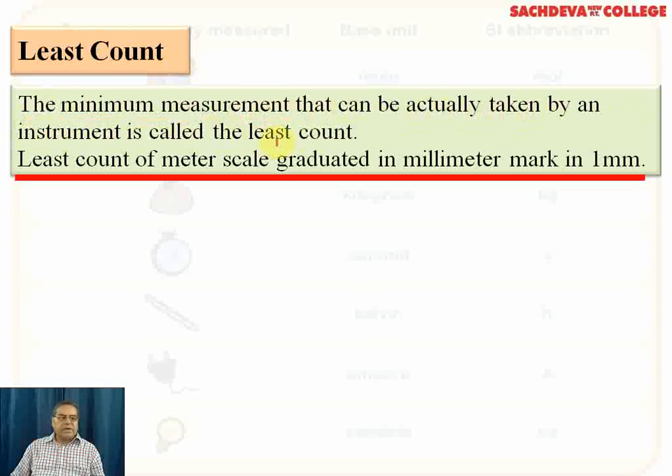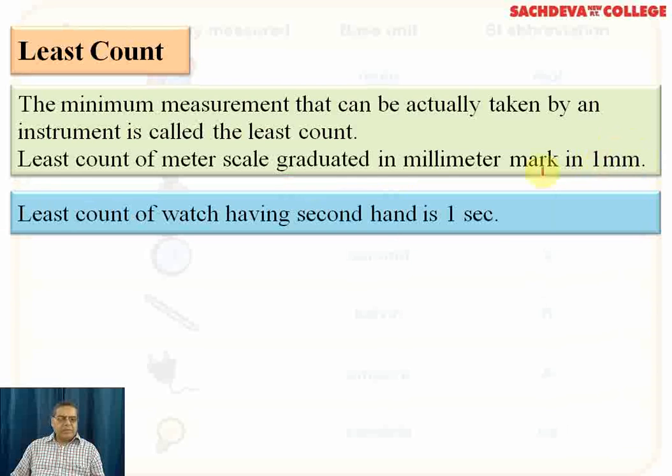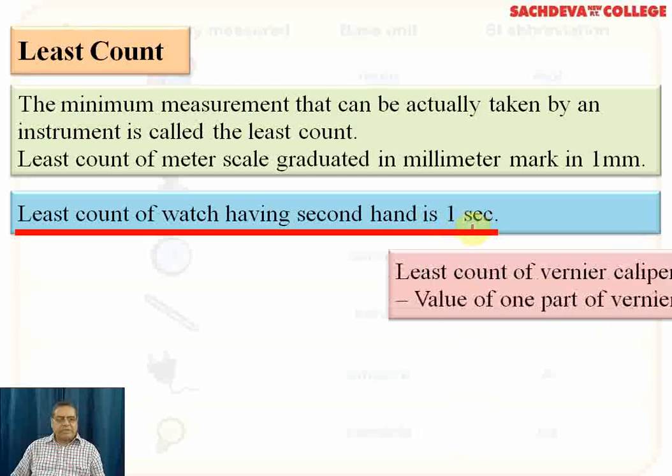Well, in case of the least count of a meter scale, which is graduated in millimeter, the mark will be 1 mm. Similarly, least count of a watch having second hand. We find that in a watch, there will be hours hand, there will be minutes hand, and there will be seconds hand. Between the two graduations of seconds, the difference is 1 second. So least count of a watch will be 1 second.